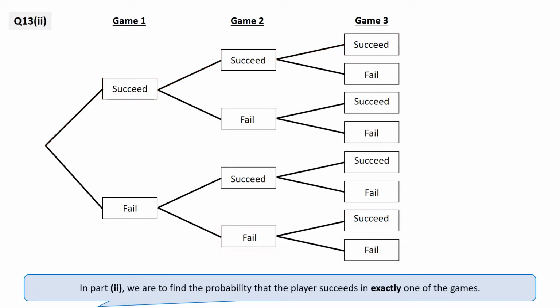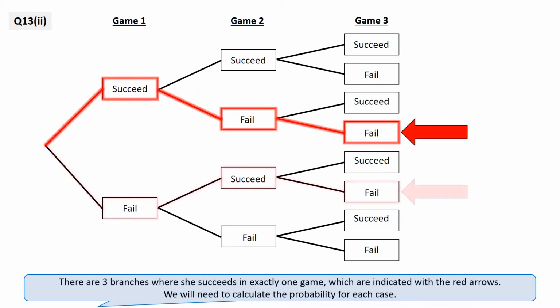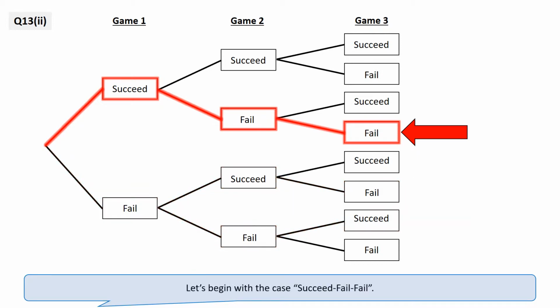In part 2, we are to find the probability that the player succeeds in exactly one of the games. There are 3 branches where she succeeds in exactly one game, which are indicated with the red arrows. We will need to calculate the probability for each case. Let's begin with the case succeed, fail, fail.